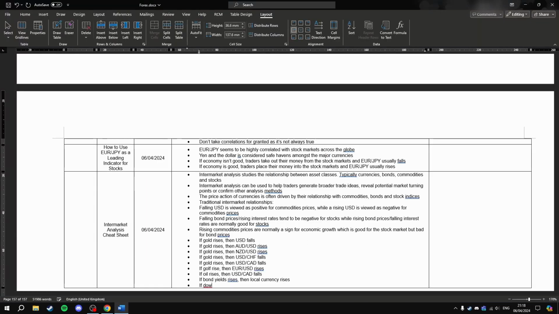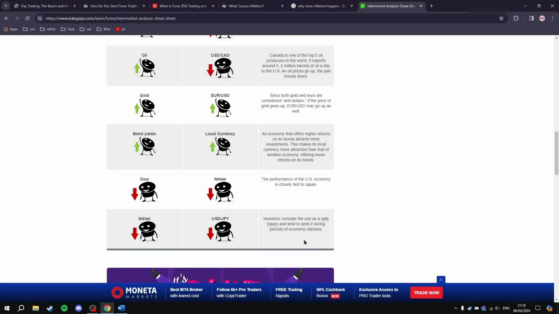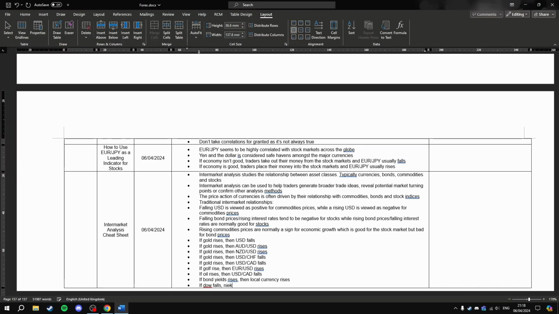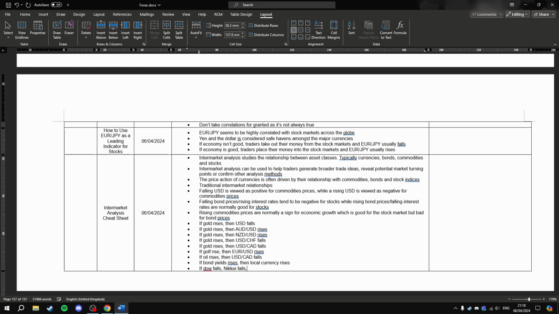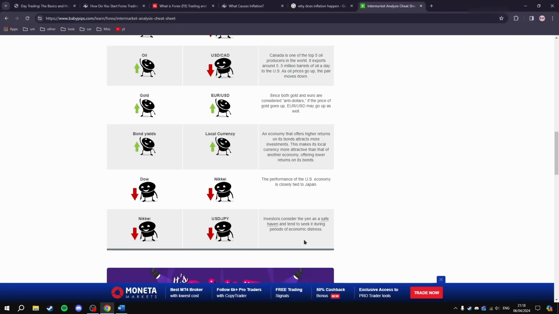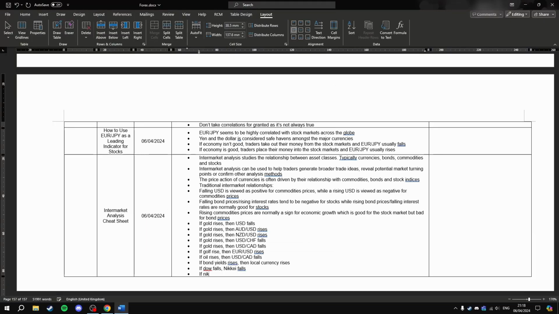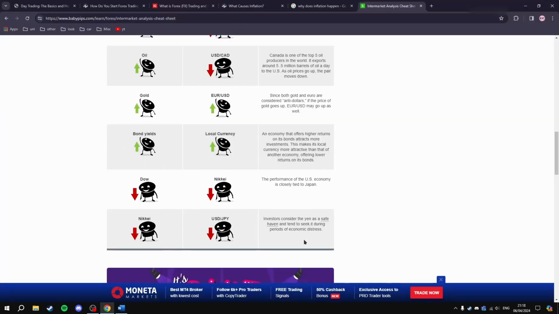If the Dow falls, the Nikkei falls. The performance of the US economy is closely tied to Japan. If the Nikkei falls, USD/JPY falls. So you're needing less JPY to buy 1 US dollar. Investors consider yen a safe haven and tend to seek it during periods of economic unrest.